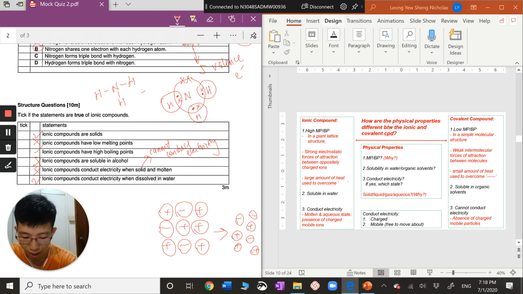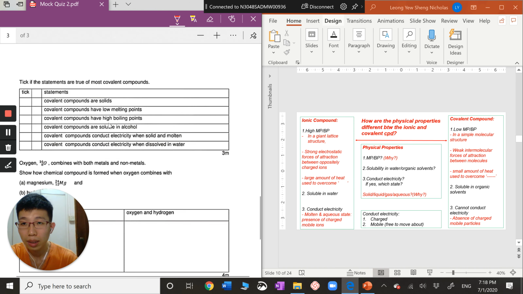Ionic compounds conduct electricity when dissolved in water. The water basically breaks this lattice structure apart. That's why they are free to move about.